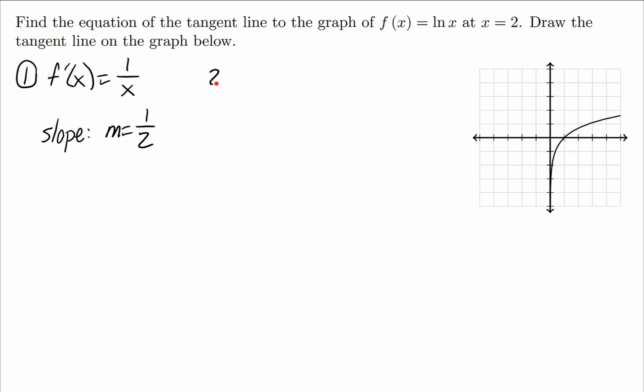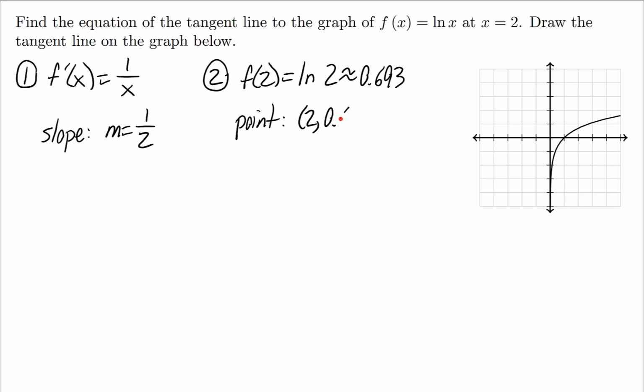Step 2, find the point. So I'm going to do f of 2, which is the natural log of 2, and that is approximately 0.693. That gives me a point of (2, 0.693). So given the point and given the slope, we'll now find the equation of the line for step 3.